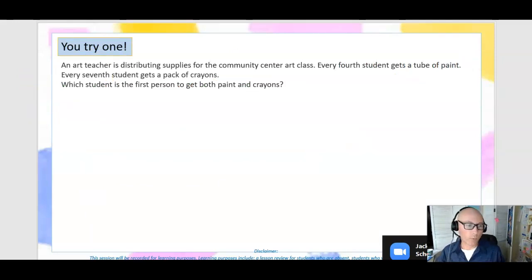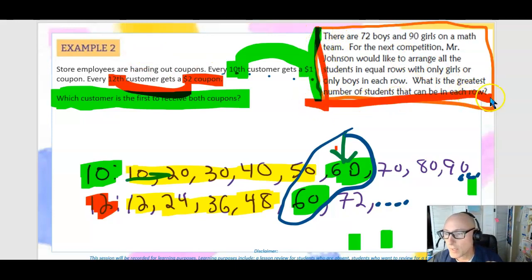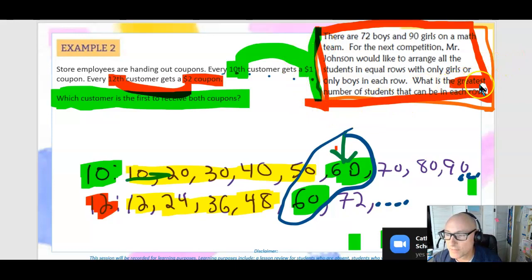Oh, I did want to point out something. Go back, back, back. The first problem we did up here, what would be your giveaway on this problem, up here in red, way top? What would be your clue as to whether this was lowest common multiple or greatest common factor? Look right here, it says greatest. What's the greatest number of students? So you can just take the 72 and 90 and find the greatest common factor.